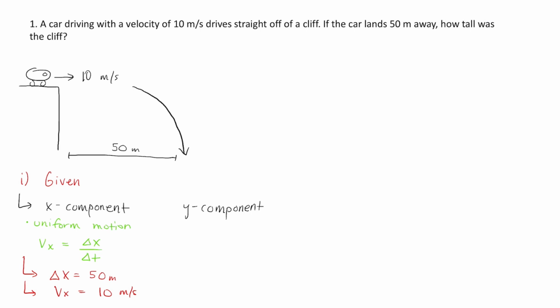Now let's look at the y component. The y component of projectile motion is free fall, which means we can use our kinematic equations. Now let's look at what we know for the y component. We know the initial velocity in the y component is 0 meters per second. I know that because all of the velocity is in the x component. I also know the acceleration in the y component will be equal to negative 9.8 meters per second squared. That's the acceleration due to gravity.